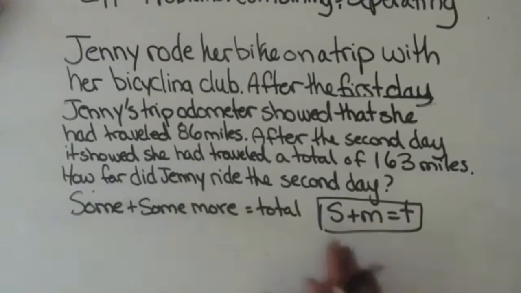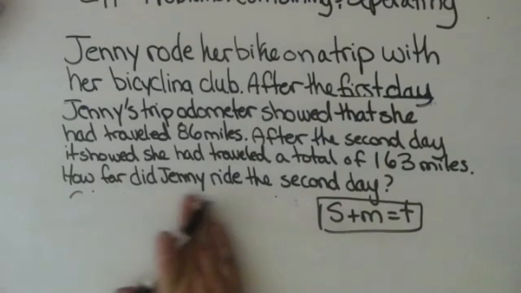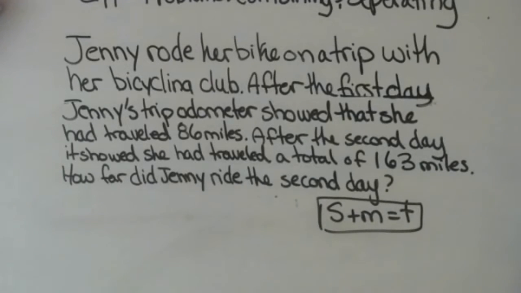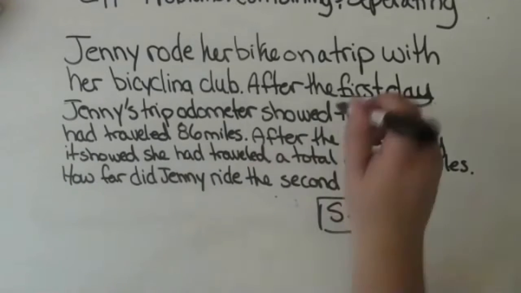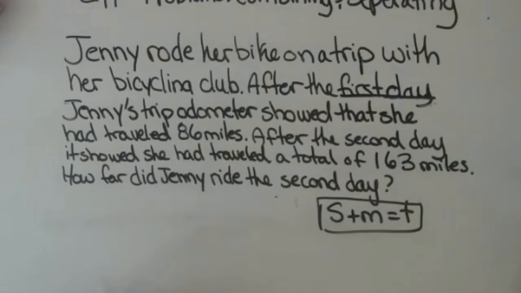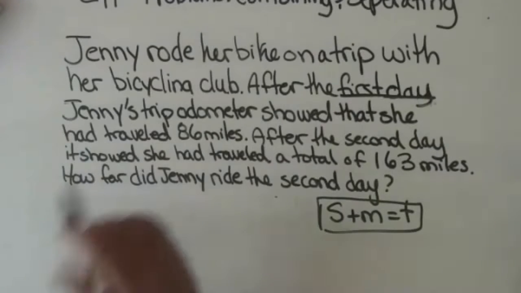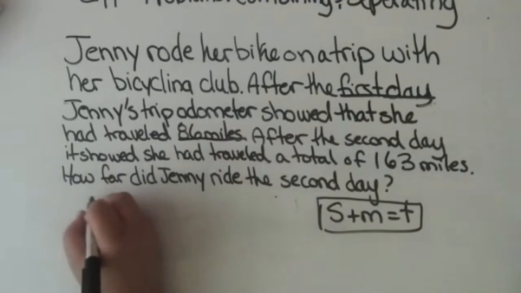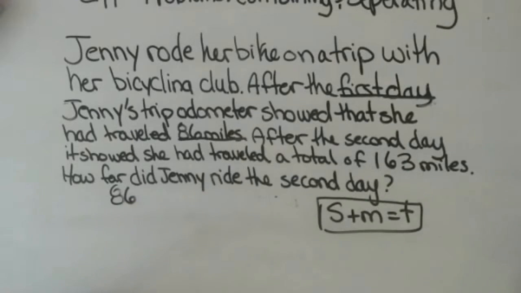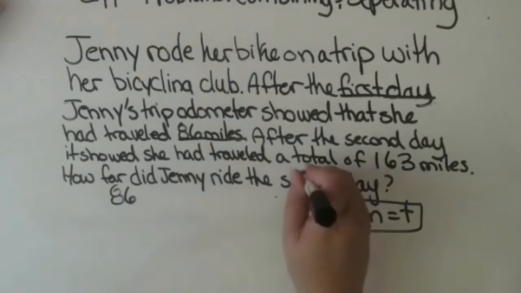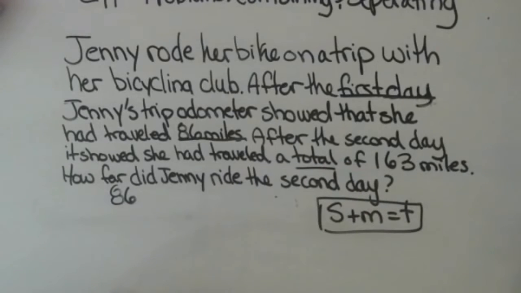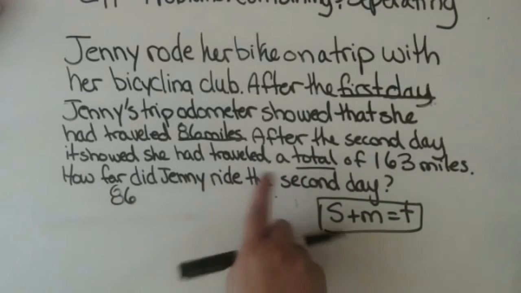We need to remember this because when we are doing our problems, we need to know which number we are missing to be able to find it. So let's read this together. Jenny rode her bike on a trip with her bicycle club. After the first day, Jenny's trip odometer showed that she had traveled 86 miles. Okay, so first day, 86. After the second day, it showed she had traveled a total of 163 miles. Total is a really important word in there.